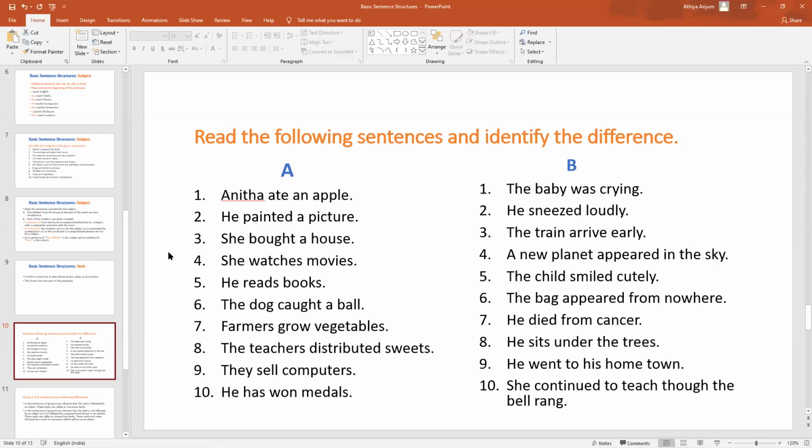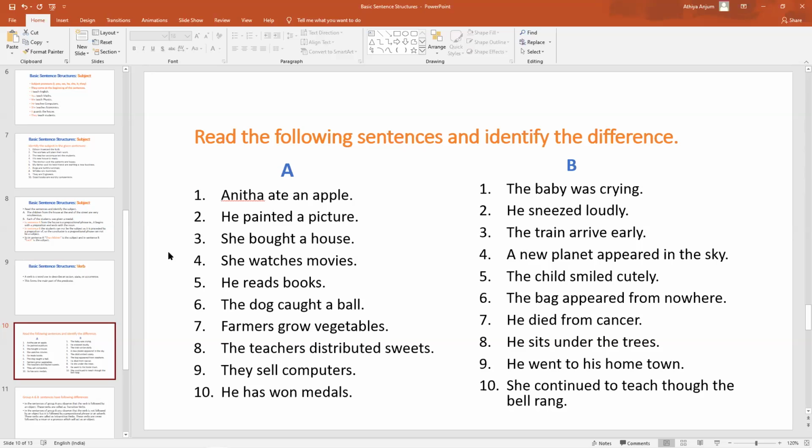He reads books. So again, which is the subject? He. And then the verb, reads. What does he read? Books. Okay, so books is the noun, and because it is after the verb, that is called the object. The next one, the dog caught a ball, or the ball. You threw the ball, the dog caught it. So dog is the subject here, caught is your verb, and ball is the object.